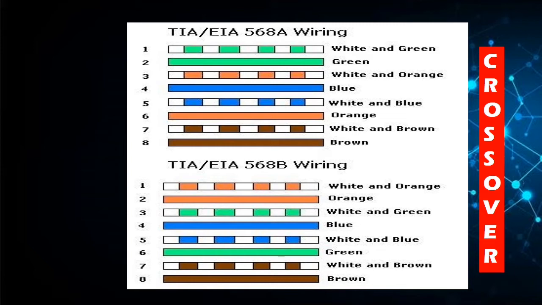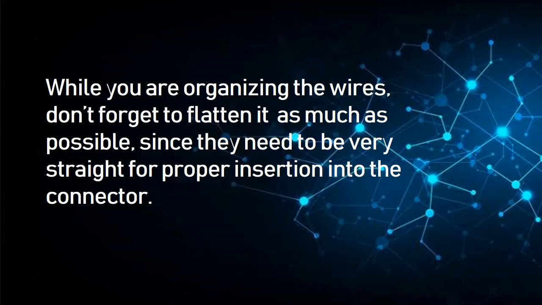On the other end of the cable, 568B wiring is used, similar to that used in straight-through, where white-orange comes first, followed by orange, white-green, blue, white-blue, green, white-brown, and lastly the brown. While you are organizing the wires, don't forget to flatten them as much as possible since they need to be very straight for proper insertion into the connector.